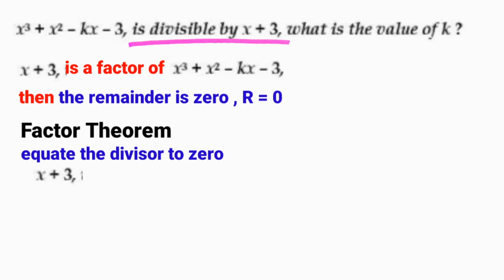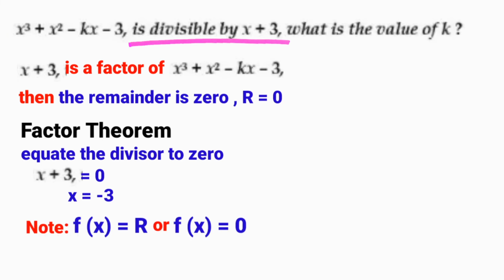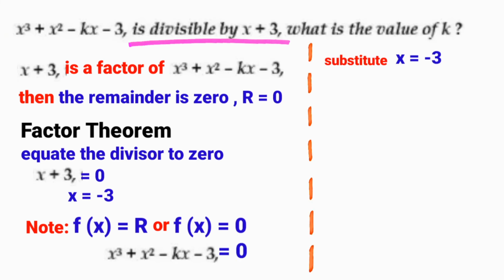x plus 3 is equal to 0. Transpose 3 to the right side. x will be equal to negative 3. Take note that f(x) is equal to r, or f(x) is equal to 0. So x cubed plus x squared minus kx minus 3 is equal to 0. Substitute x is equal to negative 3 to the equation.